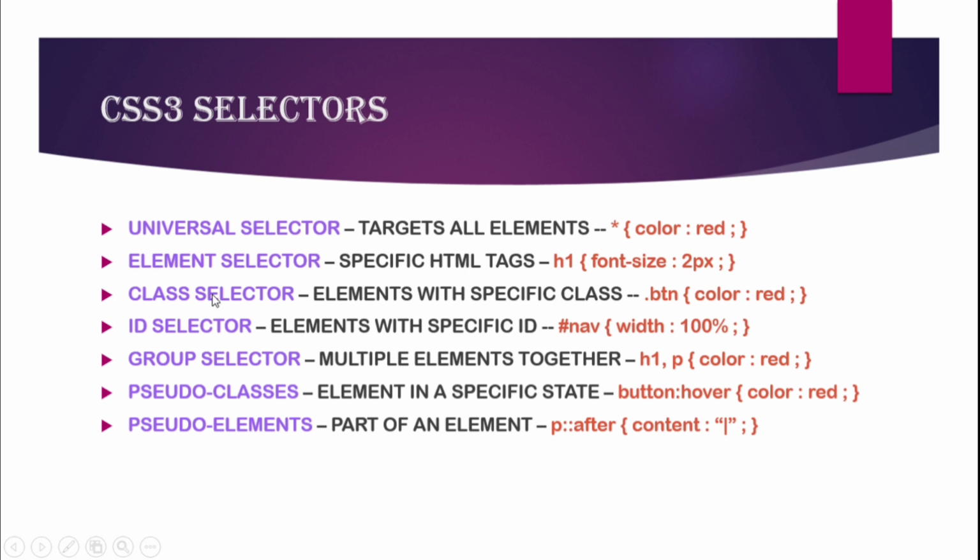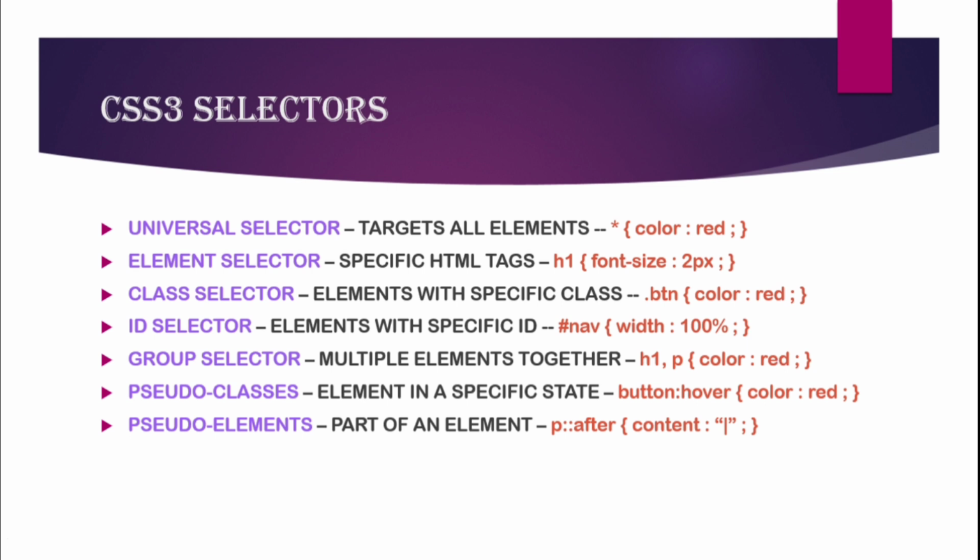And in a similar way we have the id selector, elements with specific id. And for the id selector we use hash. For the class selector we use dot, and for the id selector we use hash. The same code. Then we can go to the group selector. When you want to select more than one element, like multiple elements together, then use the group selector. Here this is the syntax: h1 comma p. I want to select both the h1 heading one element as well as the paragraph element. For both of them I want to change the color equal to red. So this is how we write the code.